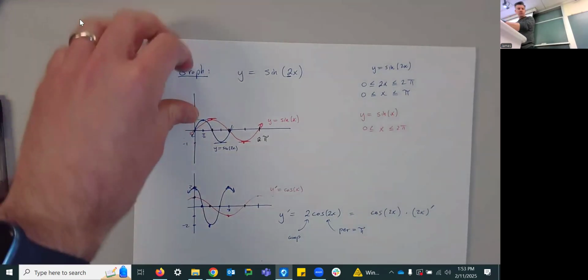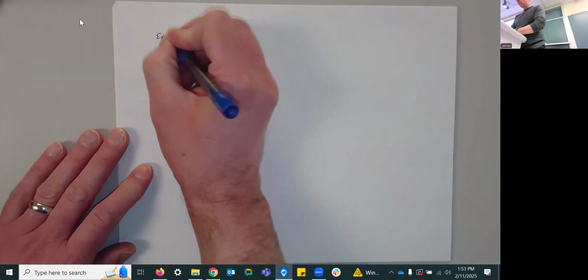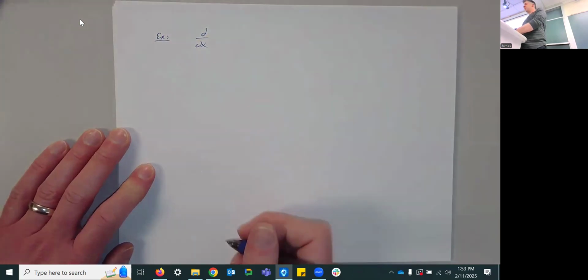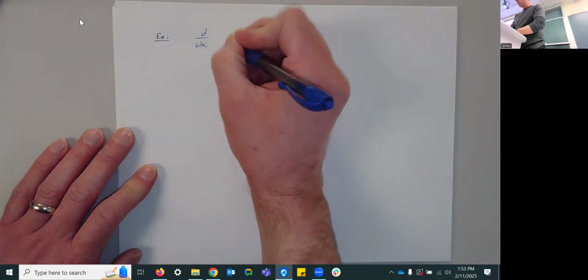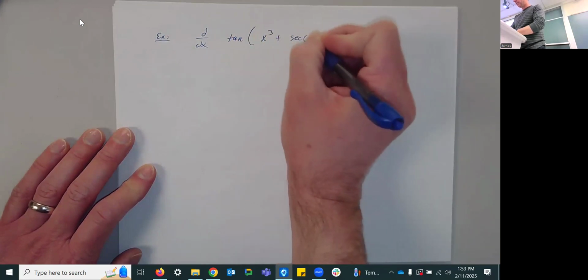Okay. So let's look at some more examples. Let's say we want to find, for example, the derivative of, how complicated do you want to get? We'll start with this one. Sure. Tangent of x cubed plus secant of x.